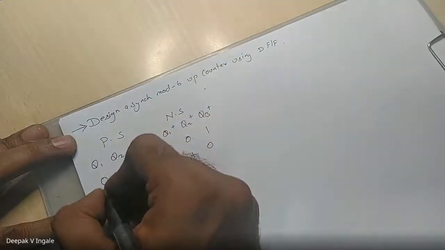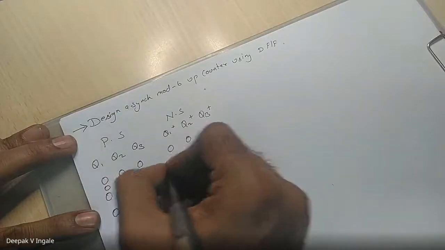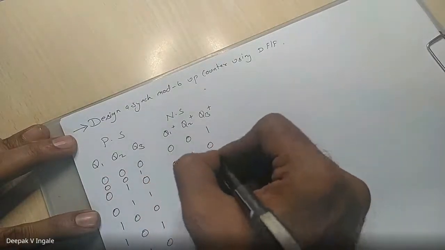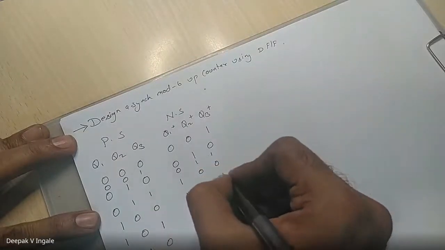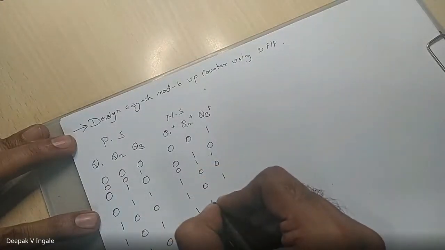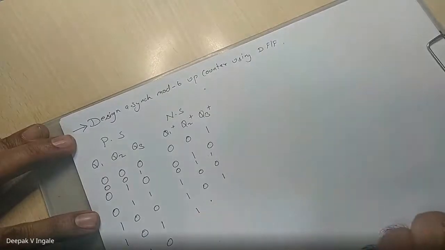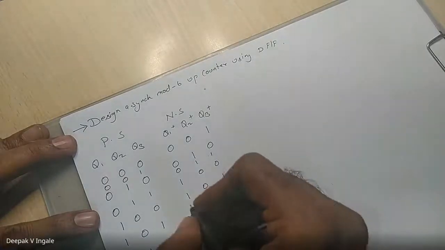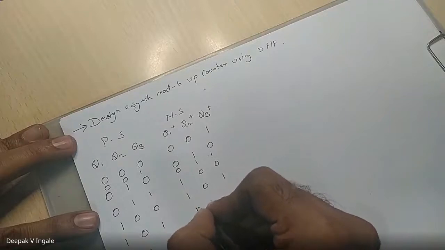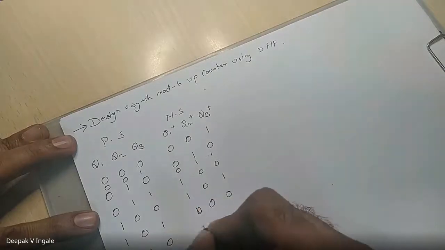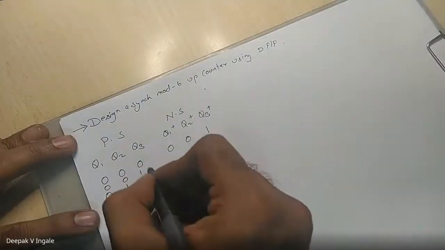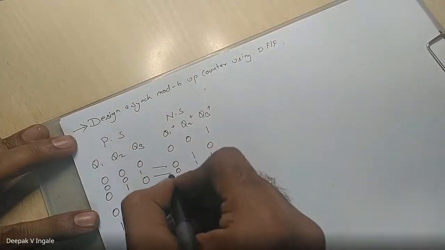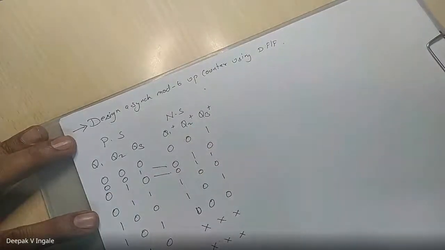Okay, I missed one here. 0, 0, 1, 0, 1, 1, 1, 0, 0, 1, 0, 1, 1. So this would go to 0 because it is a mod 6 counter. Okay, kindly adjust here. I missed out 0, 0, 1.